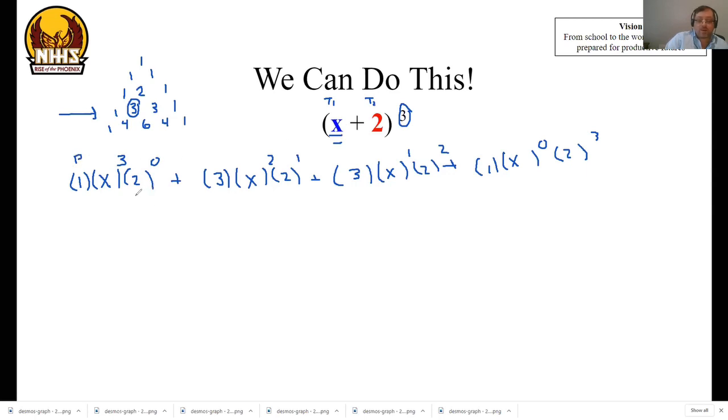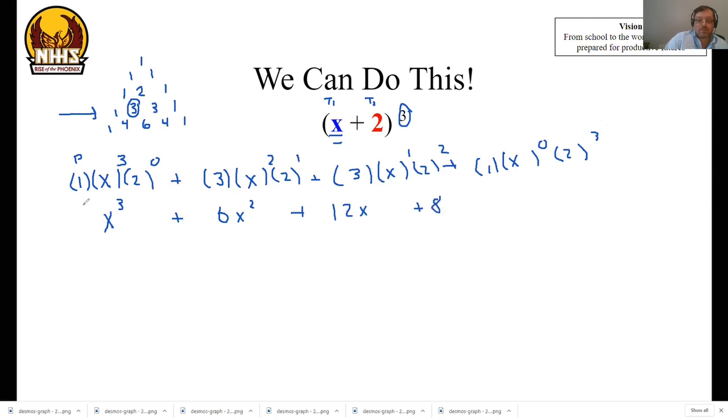Now let's multiply it out and see what we get. Well, 2 to the 0 is 1. 1 times 1 is 1, so this is just x cubed. 2 to the first is 2. 2 times 3 is 6x squared. 2 squared is 4. 4 times 3 is 12x. And 2 cubed is 8. 8 times 1 is 8. x to the 0 is 1, so this is plus 8.